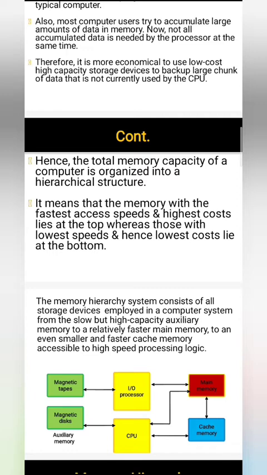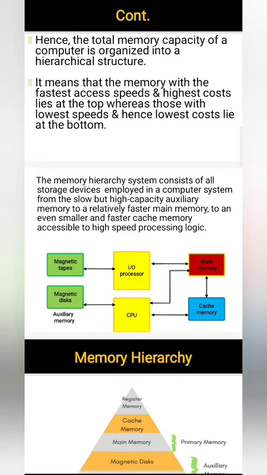from that, right? So we have organized the memory of different sizes into this hierarchical structure such that the memory whose access speed is very fast and whose cost is very high is placed at the top of this hierarchy, whereas those memories whose access speed is very low and whose cost is also very low is placed at the bottom of this hierarchy.